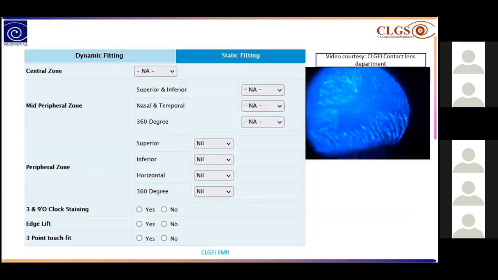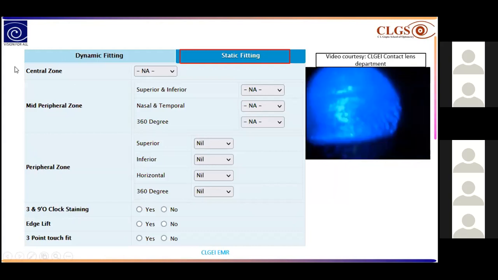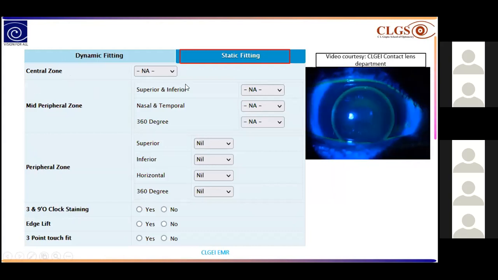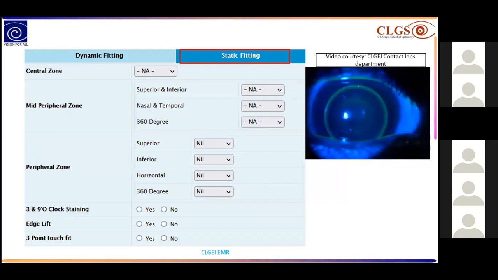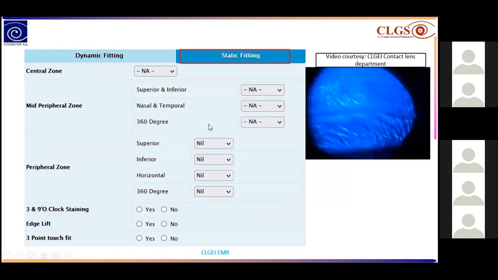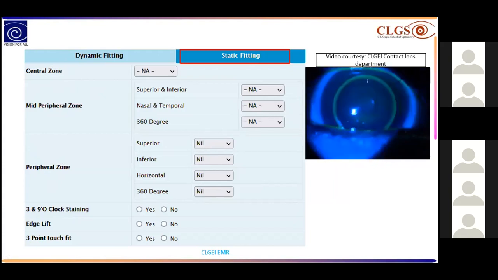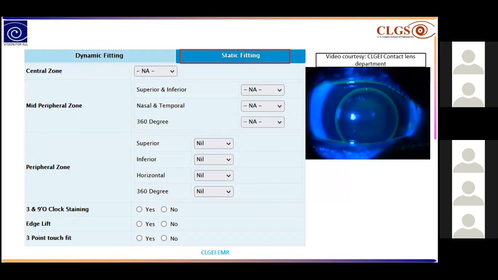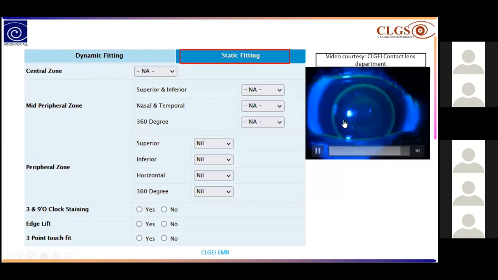Next is static fitting assessment. In the static fitting assessment, you have to look at the central zone, mid peripheral zone, and the peripheral zone. We are applying the fluorescein and then assessing the relationship between the cornea and the contact lens by seeing these fluorescein accumulations. In the central fit, as I said in the 3 point touch slide, there should be light touch or very minimal touch in the center, along with mid peripheral pooling.